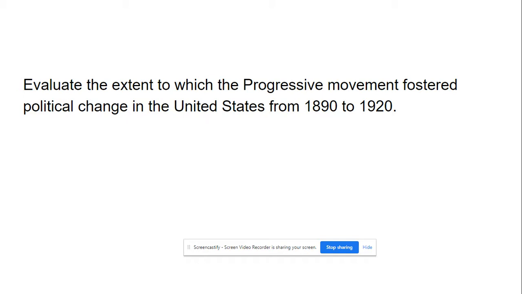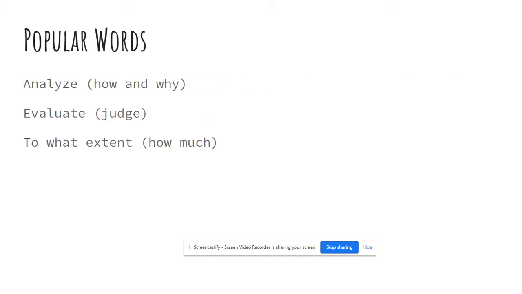Turn history into tools. Some popular words you'll see in questions, because they're not always going to be crystal clear. Like a change in continuity question might not just say change or continuity. Compare and contrast might not use the words compare and contrast. So some words can sometimes be a little tricky. If you see a word like analyze, it's usually asking you to do a how and why. Like analyze American expansion. That might be a real question about how and why American expansion occurs.